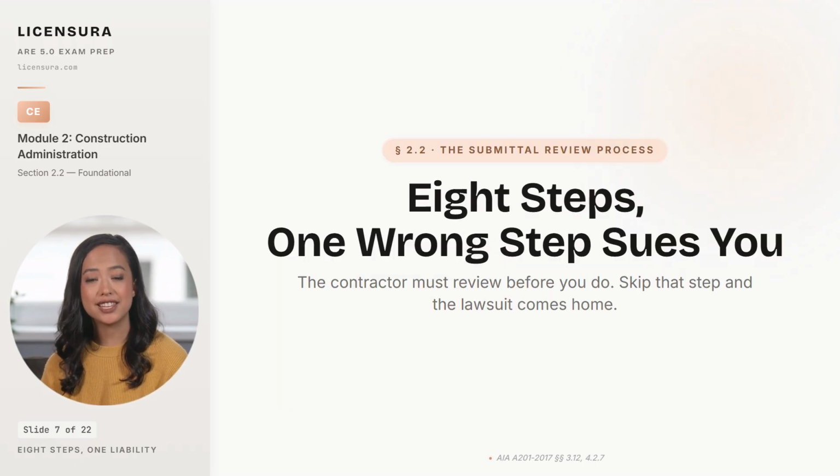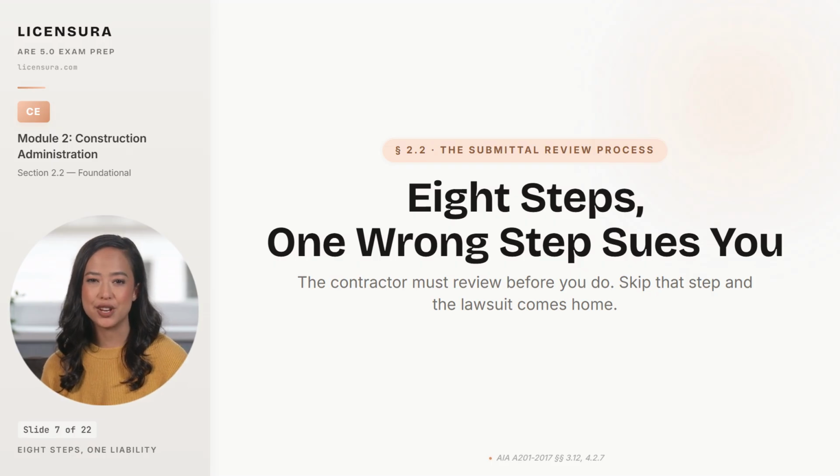The submittal process is 8 discrete steps, and the exam loves to ask whether you can identify the one step most architects accidentally skip. The answer is step 2, the contractor's own review before the submittal ever reaches the architect's desk. AIAA 201, Section 3.1.2.5 is unambiguous on this point. The contractor must review, approve, and stamp the submittal before forwarding it. If the contractor sends the submittal without a review stamp, the architect's correct response is to return it without action, not to start reviewing it out of professional courtesy.